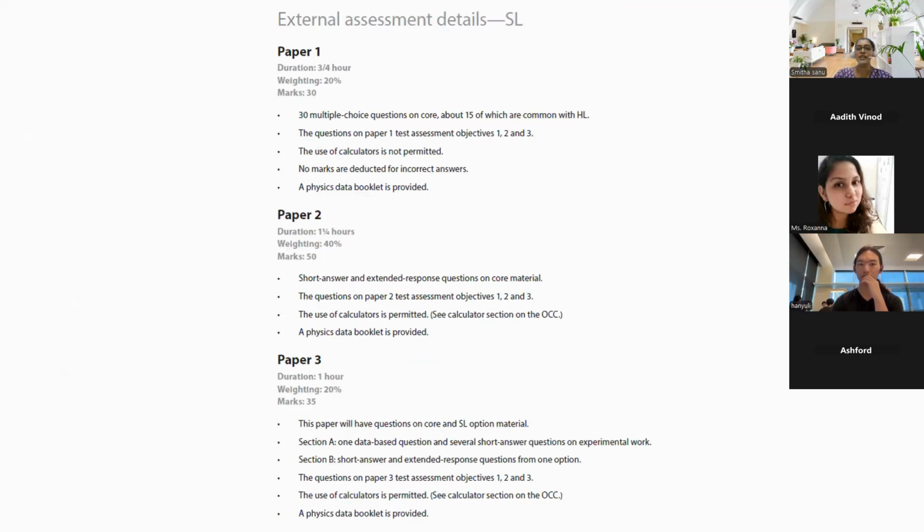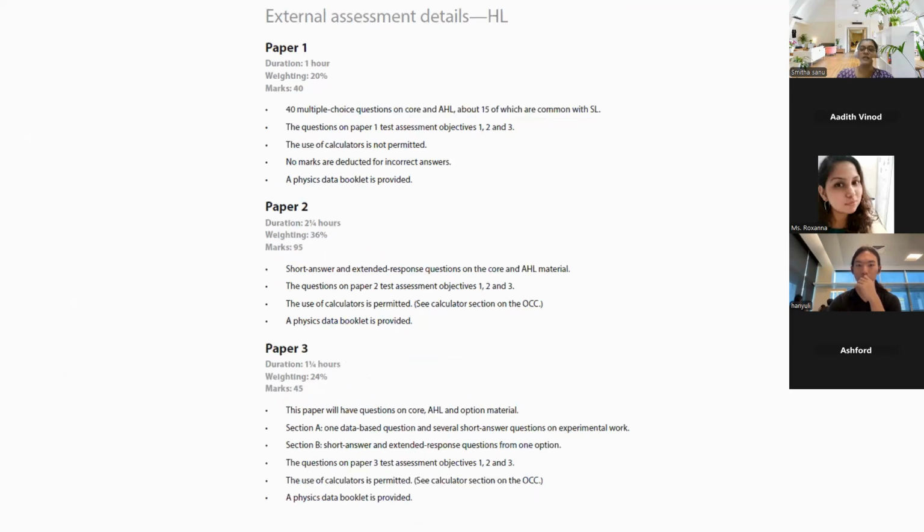If you see here, the external examination had 3 papers. Paper 1 was MCQ; for SL it was 30 marks. Paper 2 was 50 marks for SL. And paper 3 was 35 marks, which had an optional topic as well as a data analysis question. For HL, paper 1 was 40 marks, paper 2 was 95 initially but later corrected to 90 marks, and paper 3 was 45 marks.